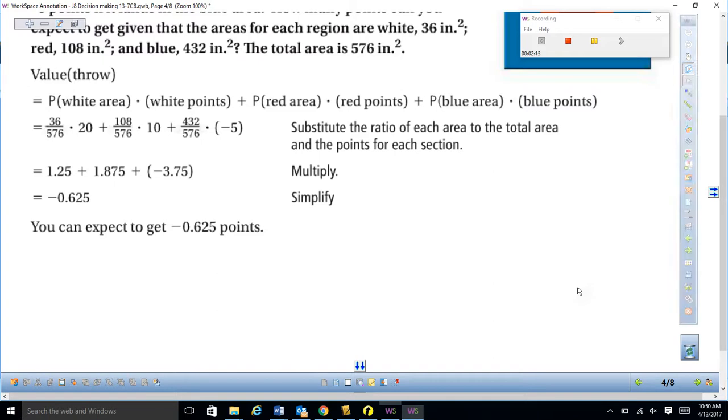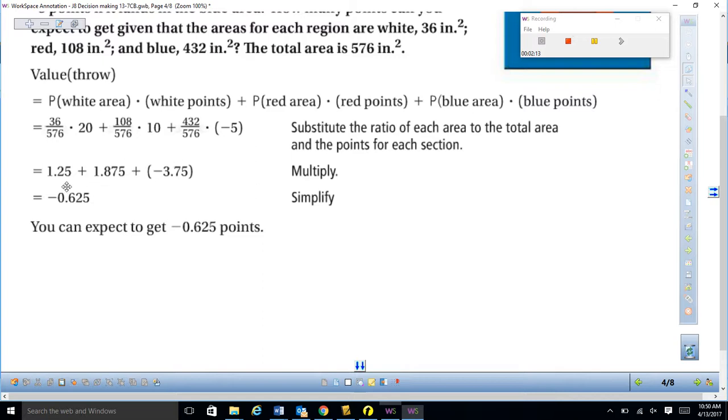So the probability of hitting the white area is 36 out of 576 times its point value, which is 20. The probability of hitting the red area is 108 over 576, and its point value, again, is 10. The probability of hitting the blue area is 432 out of 576 times its point value, which is -5. So we substitute each of these in here for the different parts.